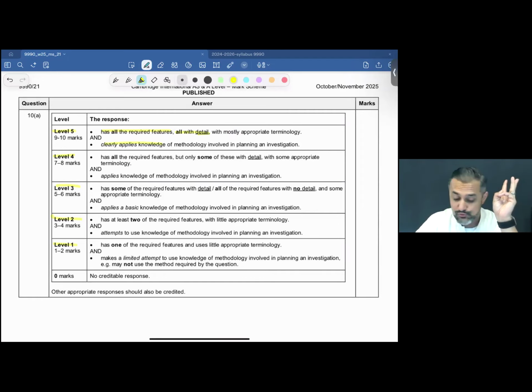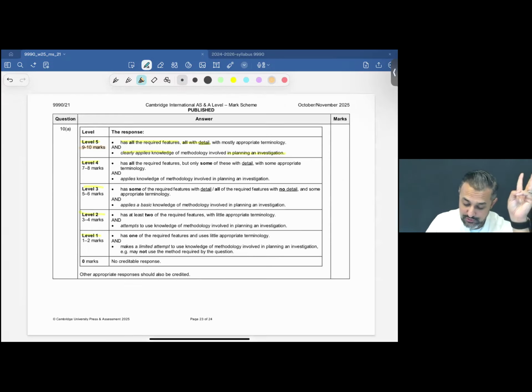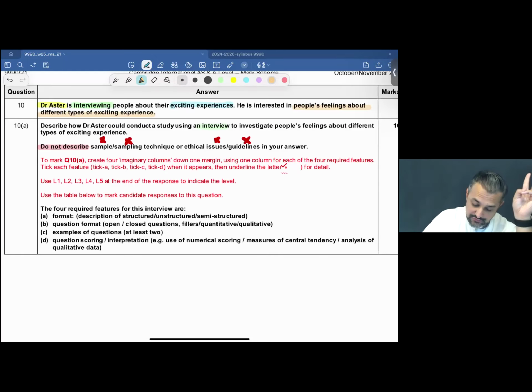Remember, the assessment objective that mattered the most for paper 2 was AO2, that was application. Clearly applies knowledge of methodology involved in planning an investigation. This is the only way for anyone to score a 9 or 10. So read all through all of this. I'm a little short on time here, so read through all of this, and it is going to help you. These are the essential features.